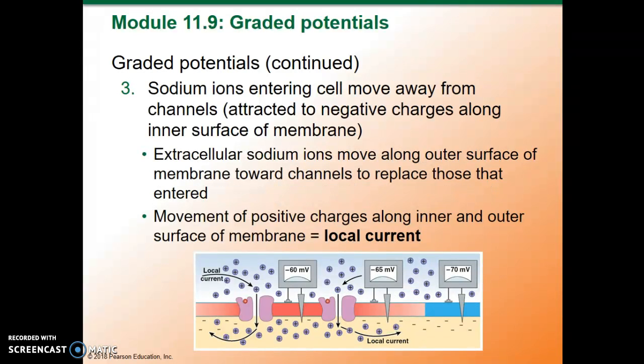When these sodium ions enter the cell, they spread along the inside of that membrane. Now, the inside of that membrane is negatively charged, and these positive sodium ions are attracted, and they spread along the surface of that membrane. The extracellular sodium ions move along the outer membrane toward the channels, because these sodium ions have entered the cell, and more sodium ions are coming toward the channels to replace them. This is called a local current.